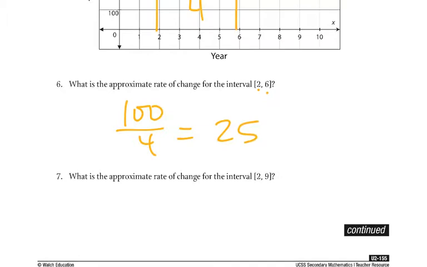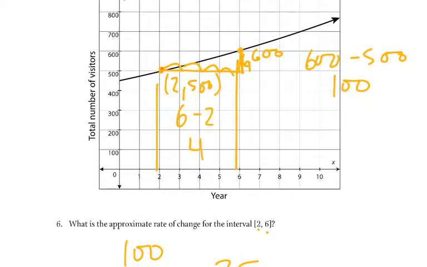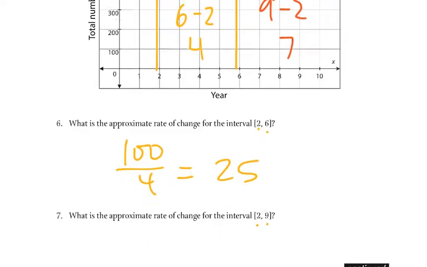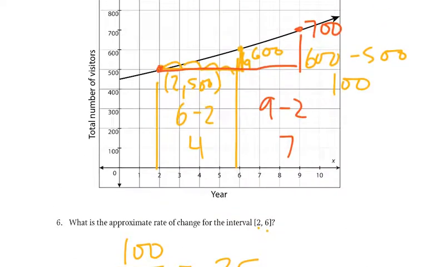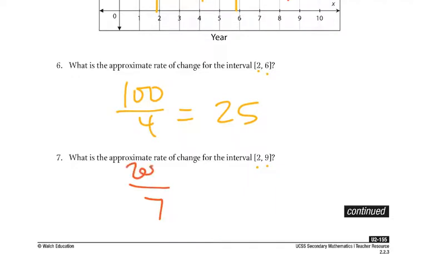And then it wants 2 to 9. So going 2 to 9, 2 same place here, and we're going clear out to 9, which is at 700. So again, 9 minus 2, we'd have that horizontal change of 7, and that vertical change, 700 to 500, would be 200. So I'd have 200 divided by 7, which when I type that into my calculator, we get about 28.57. So can't really have partial of a person, but roughly we'd average about 28.5 people more per year. Okay?